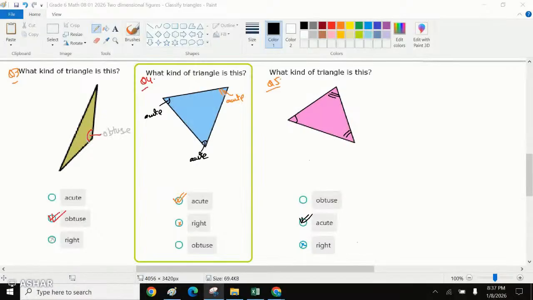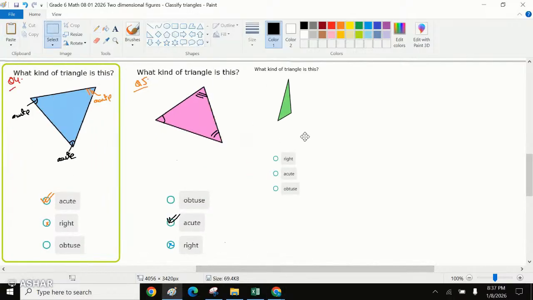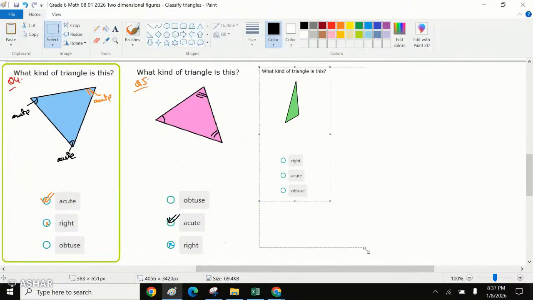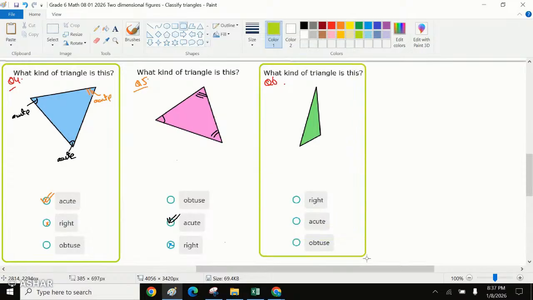Question number 6 is given as this shape. Can we find a right angle in this? A 90 degrees? I don't think so. We cannot find a 90, because the shape does not have a 90.